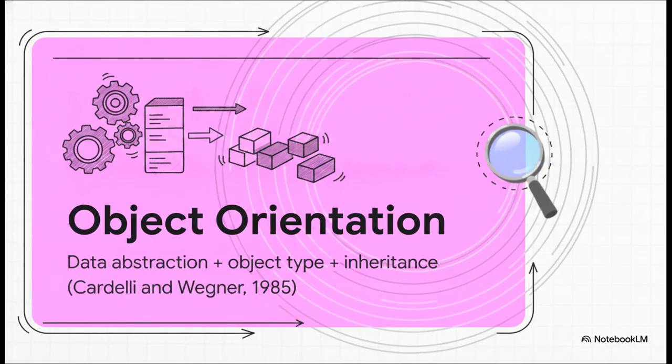To understand where we're going, we kind of need to ground ourselves in what object orientation actually is. Back in 1985, Cardelli and Wegner defined it simply. Object orientation equals data abstraction plus object type plus inheritance. The real powerhouse here is data abstraction. It's the brilliant separation between the definition of data and its often messy implementation.